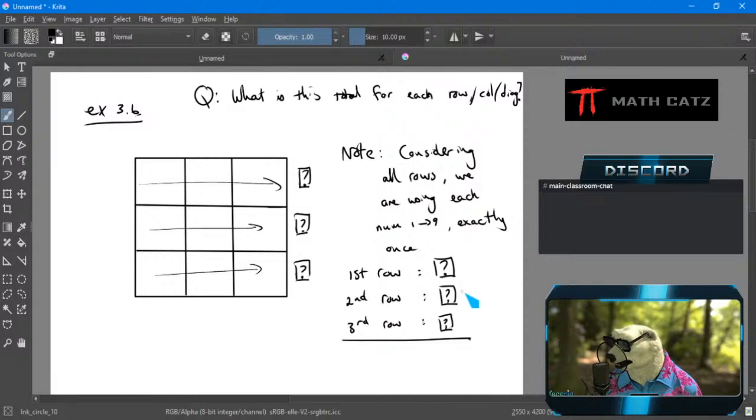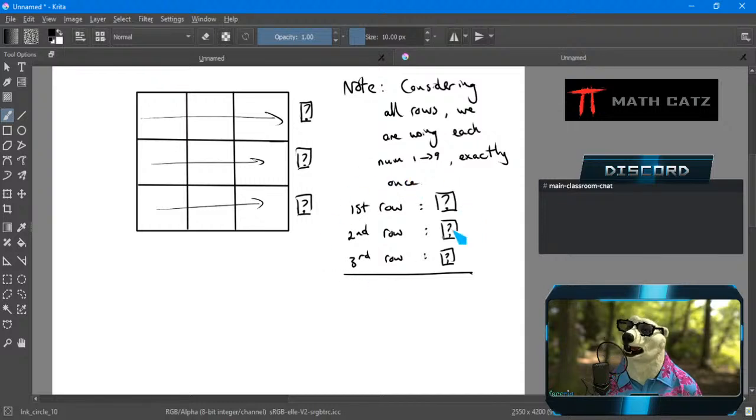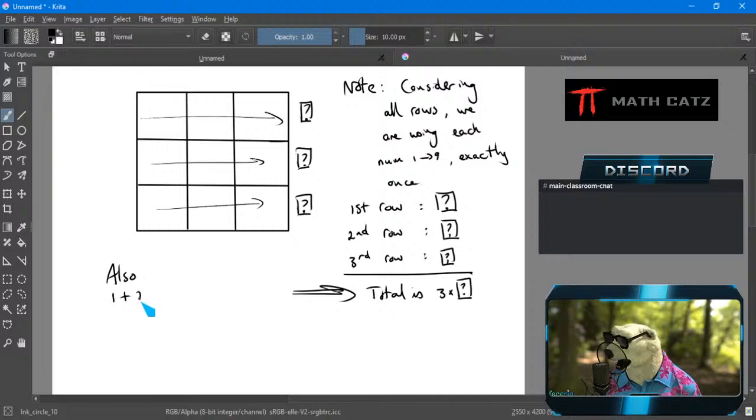If I add up all of these, my total is 3 question marks in a box. But observing that in doing that, I have just counted every number in a specific way, row by row. I should also get this by individually adding up all the numbers. 4, 5, 6, 7, squeeze it in.